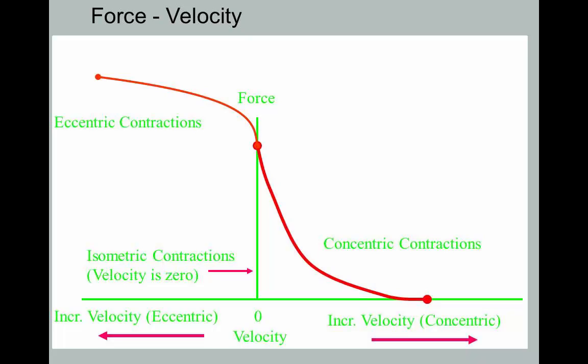If you go into the positive or increased velocity, and positive we're calling the concentric direction, so if you increase velocity during a concentric contraction, the force decreases with that increase in velocity. If you go in the other direction, the negative direction, or what we're calling the eccentric direction, if you increase the velocity, there is a constant force with a slight increase in force as velocity increases, right? But it kind of flattens out.